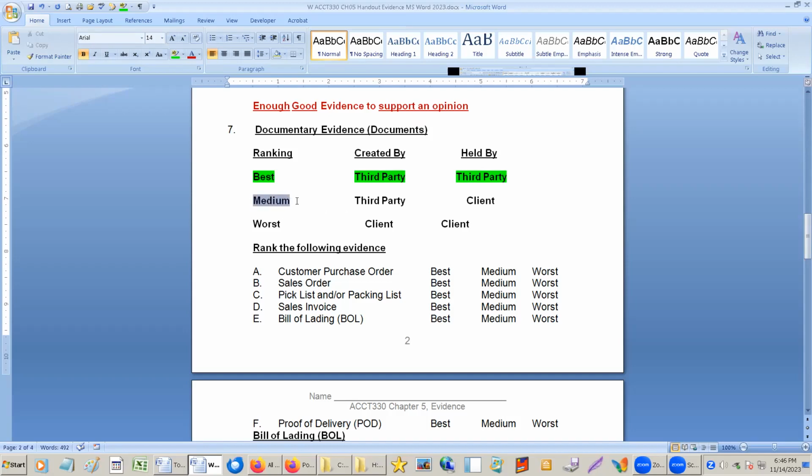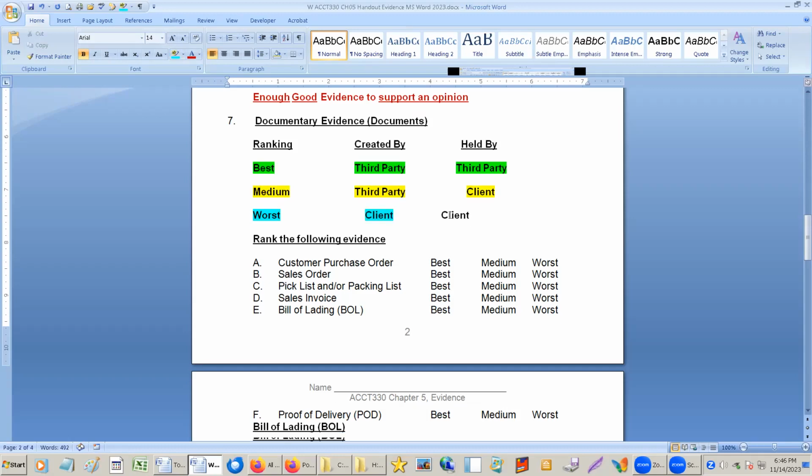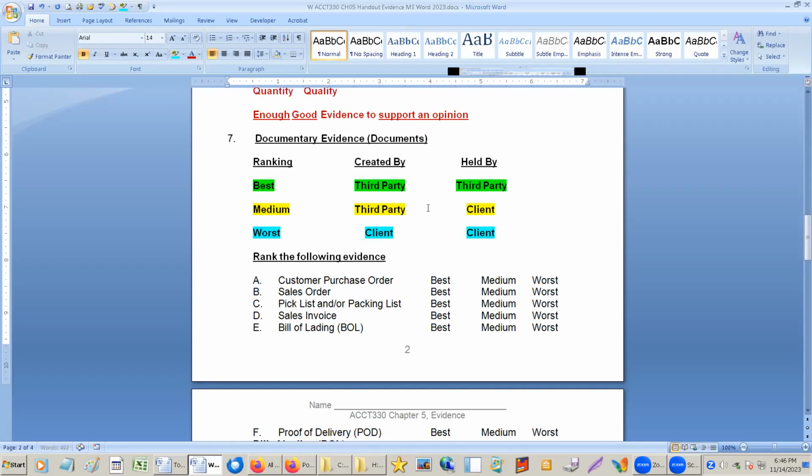Okay, medium evidence. I'll give examples of these in a second. Medium evidence, we'll make those yellow. They're created by a third party, they're held by the client. I said that wrong before. This is all part of my telling you wrong things part of the class. The worst evidence is stuff that is made by the client and held by the client. This is the worst evidence. And it's not lined up. That's how bad it is.